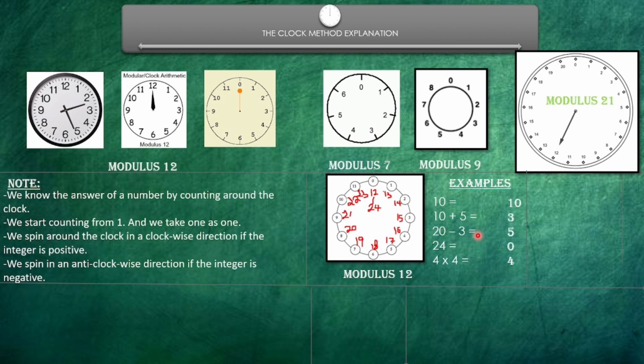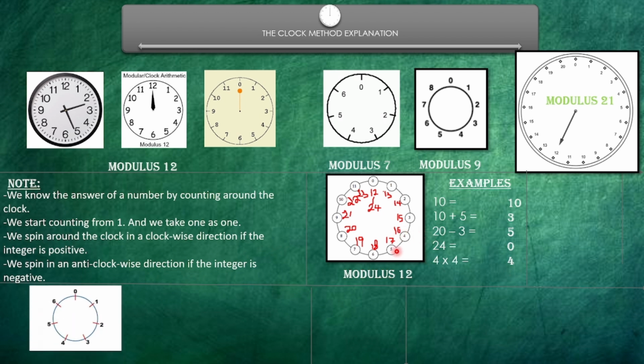So 20 minus 3, which is 17, as you can see lands on 5, so we have 5. 24 is a new day, so you're going to have 0. When they say 24 o'clock, it's a new day. So 4 times 4, 16 o'clock, you're going to have 4 o'clock.